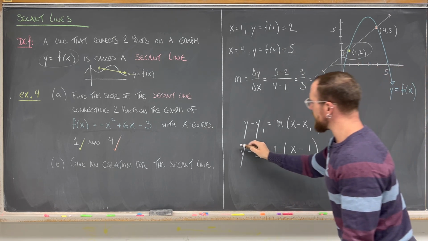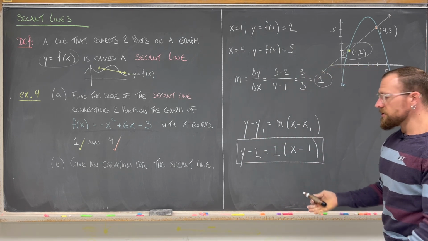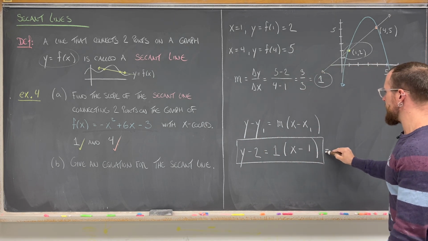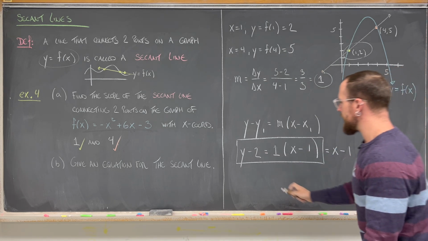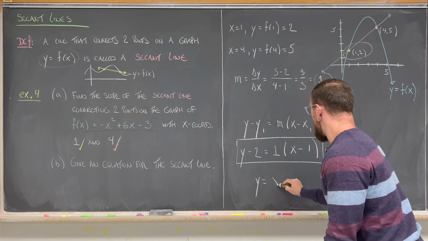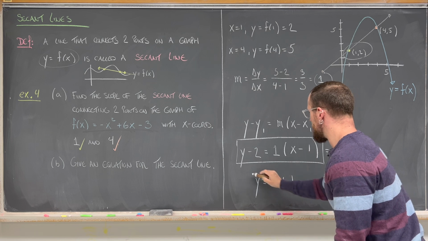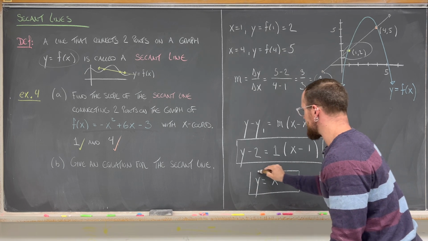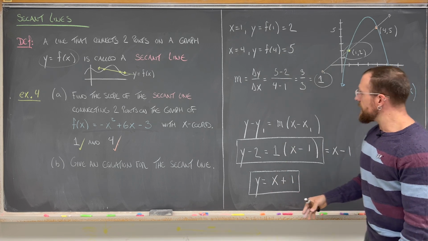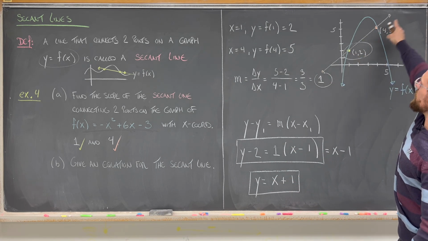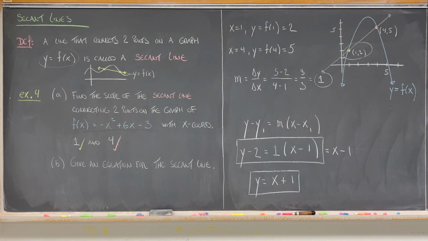Okay, you can leave it like that if you want. That's perfectly fine. If you wanted to, you could distribute that 1 so that the right-hand side is just x minus 1. And you could add 2 to both sides to get y equals x negative 1 plus 2 is 1. So either one of these would be a perfectly fine answer. They're equivalent in the sense that they have the exact same solutions. They both have the exact same graph, which is this secant line through those 2 points.